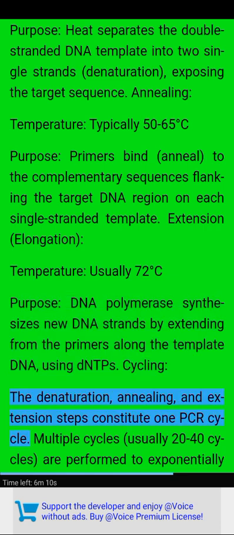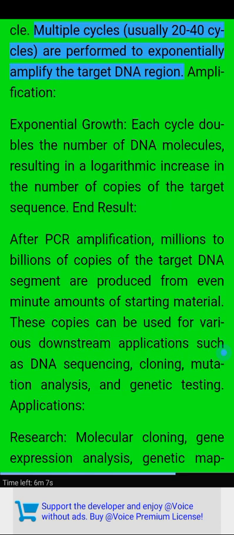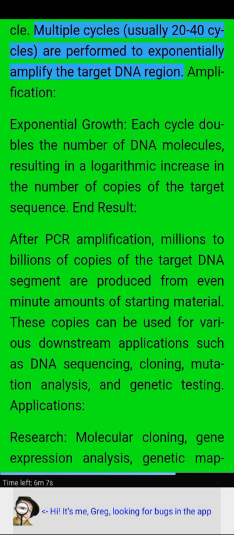Cycling. The denaturation, annealing, and extension steps constitute one PCR cycle. Multiple cycles, usually 20 to 40 cycles, are performed to exponentially amplify the target DNA region. Amplification. Exponential growth. Each cycle doubles the number of DNA molecules, resulting in a logarithmic increase in the number of copies of the target sequence.